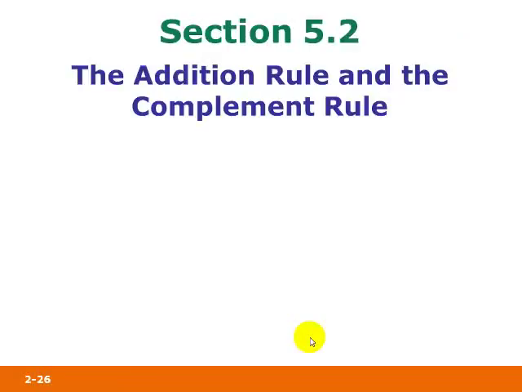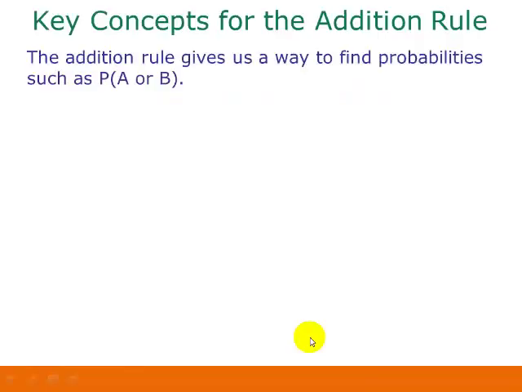Section 5.2 is about the addition rule and the complement rule. Here are some key concepts for the addition rule. The addition rule gives us a way to find probabilities such as the probability of A or B.